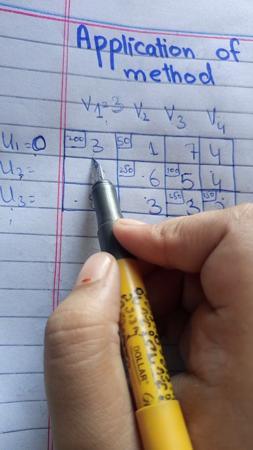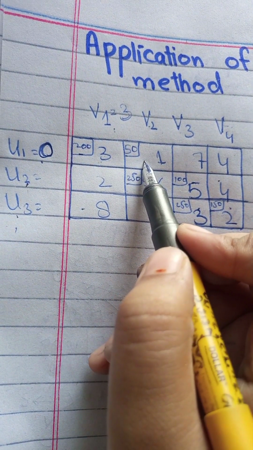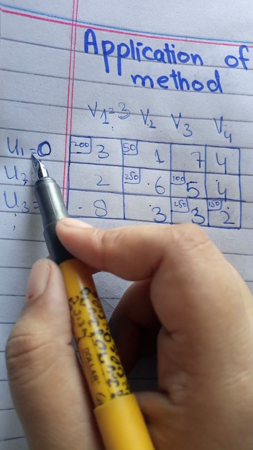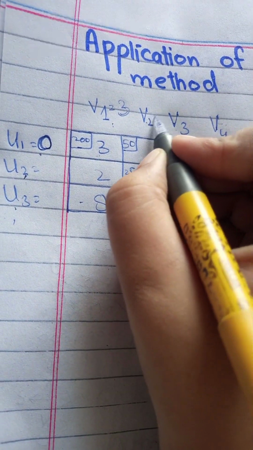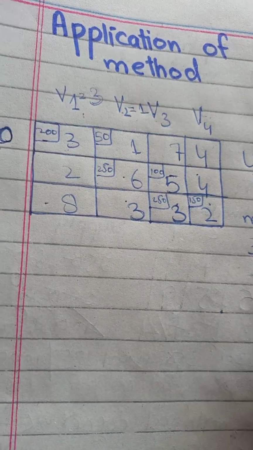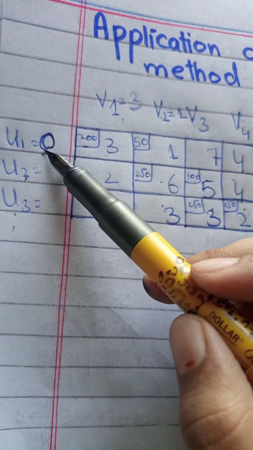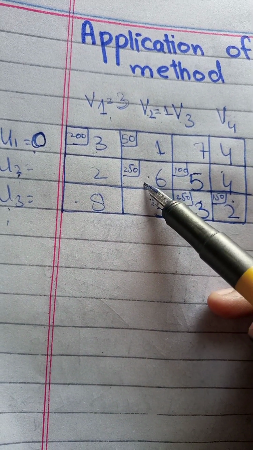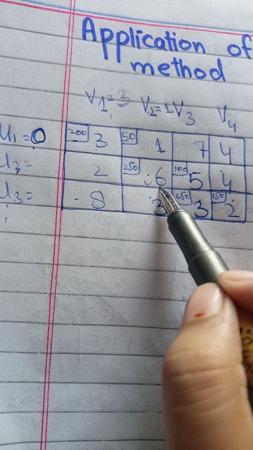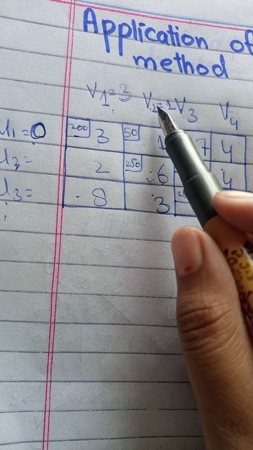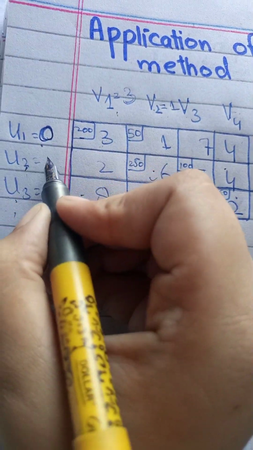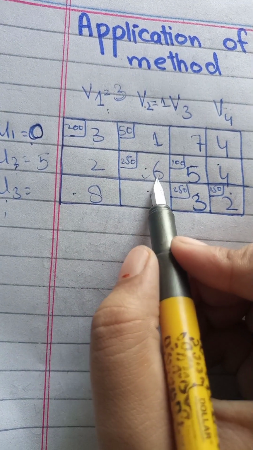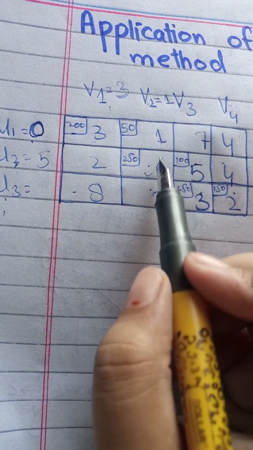I hope you are getting it. For the second allocation cell, Cij is 1. So 0 plus 1 equals 1. So V2 is 1, students. Moving towards the third allocation cell, the number is 6. So here is 1. 1 plus 5 equals 6. We have to find the numbers by using the allocated cell number. Here is 6. 5 plus 1 equals 6.